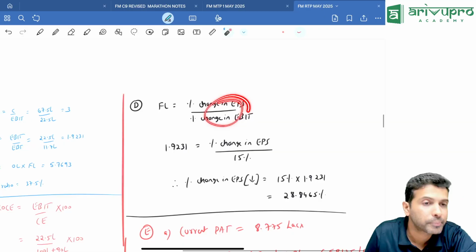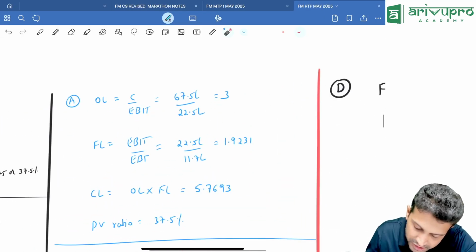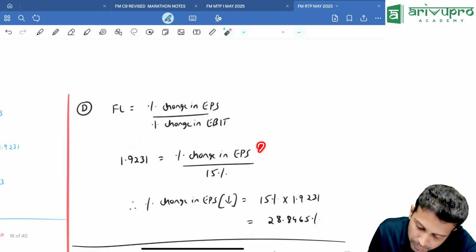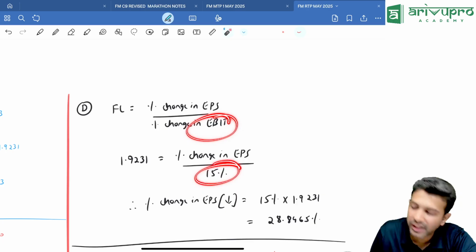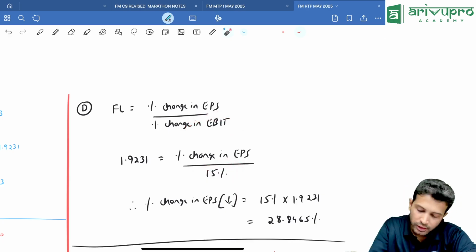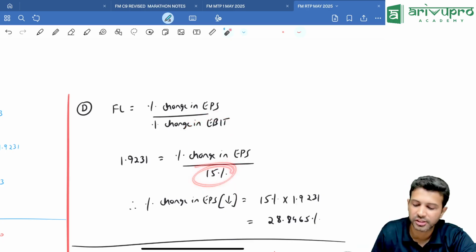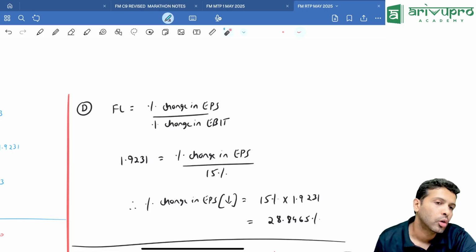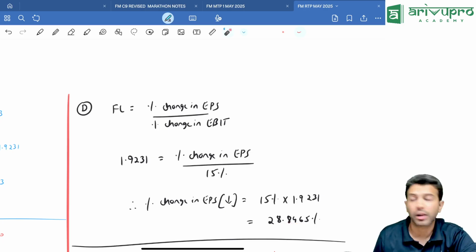This is a formula. You already know financial leverage. How much is that? 1.921. Percentage change in EPS we have to find. Percentage change in EBIT they have given to be 15%. Calculate. If there is a 15% change in EBIT, EPS will change by how much? 28.84%.